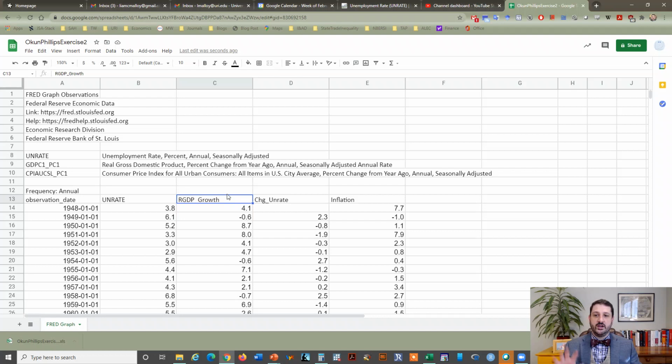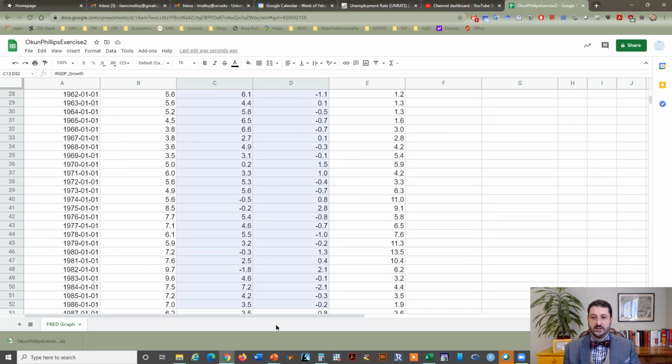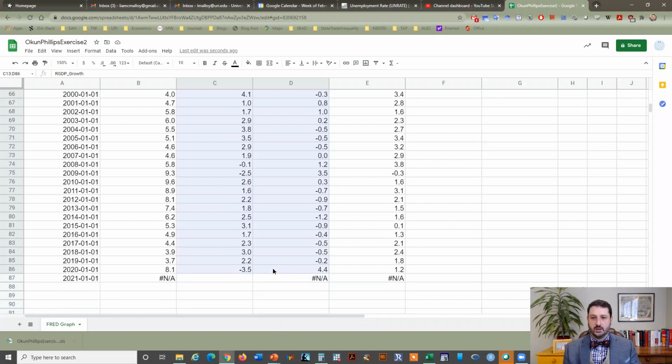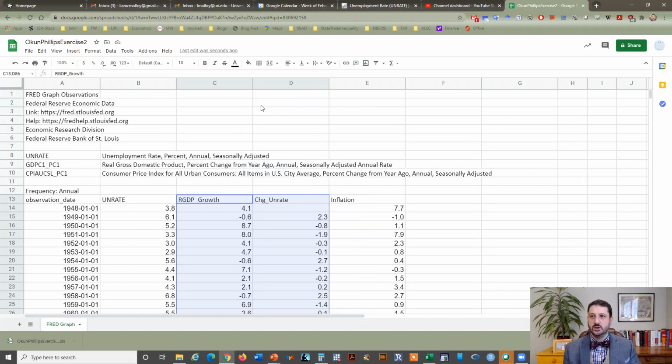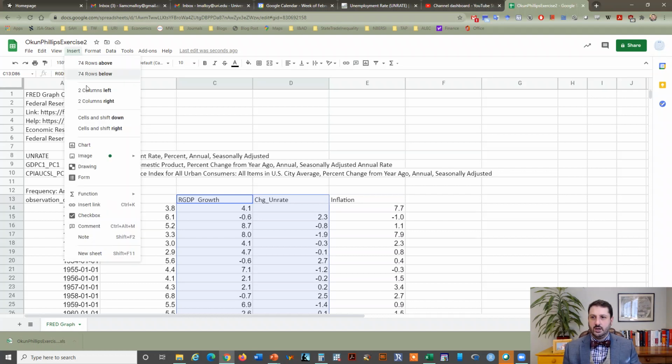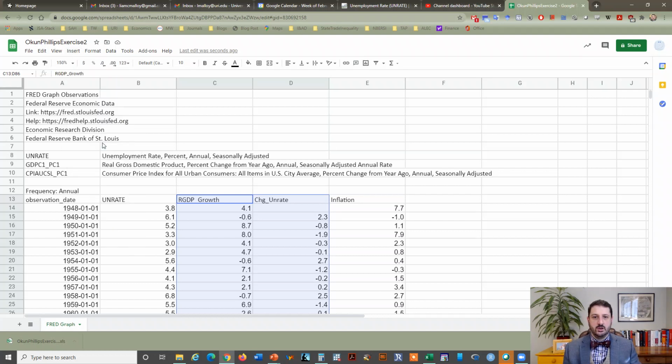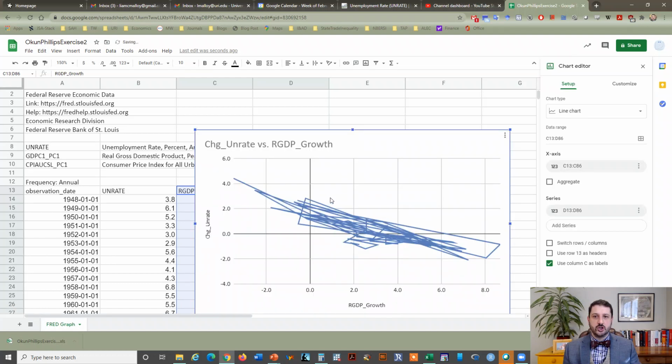Okay. So now we have real GDP growth. That's going to be our horizontal axis, our X variable, and we have the change in the unemployment rate. That's going to be our Y axis variable or vertical axis. We're just going to highlight these. We'll go all the way down to 2020. We can ignore 2021 since we don't have annual data, since it's only March. And we're going to go to Insert and Chart, and it's going to insert a chart.